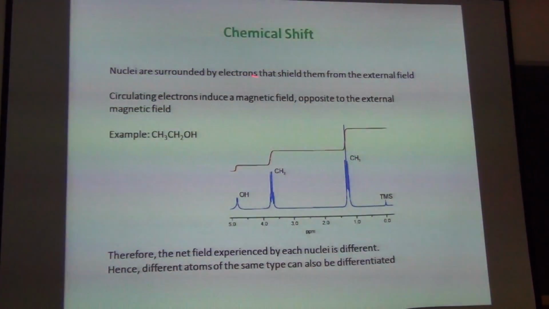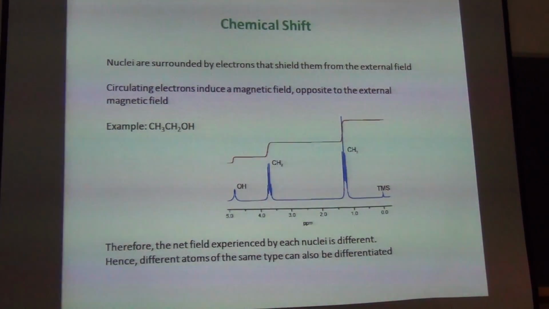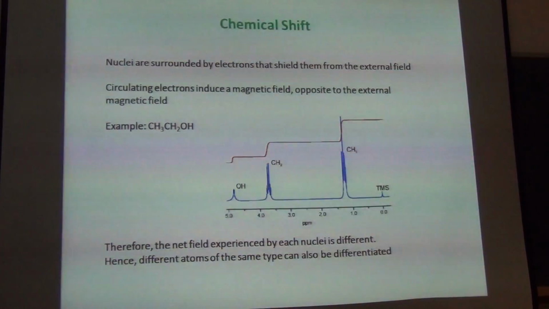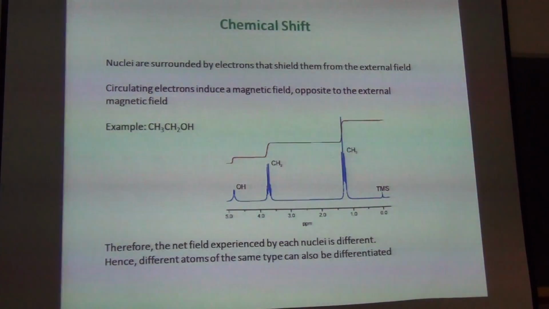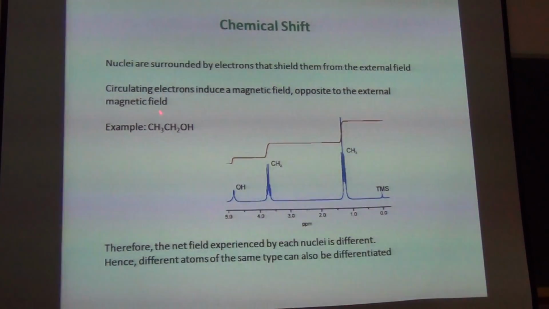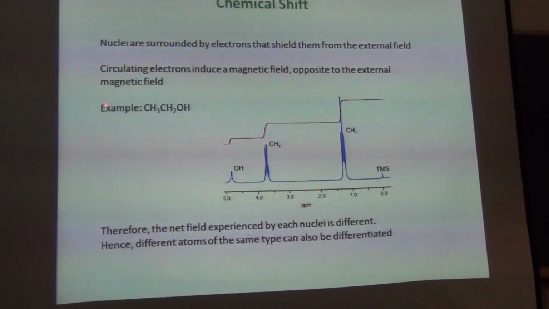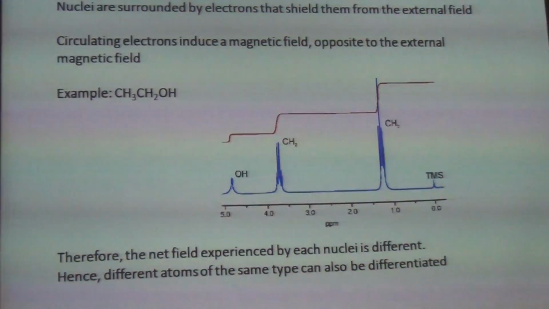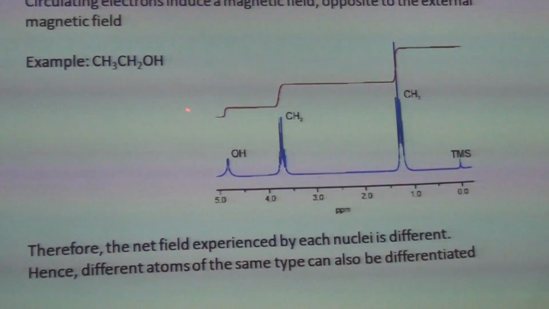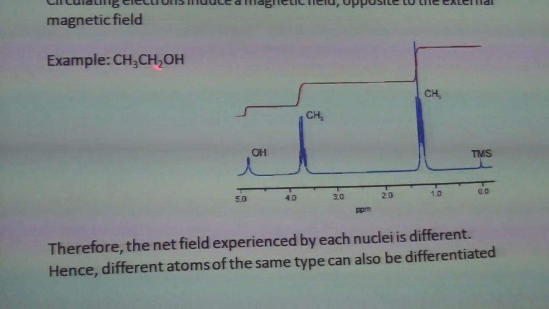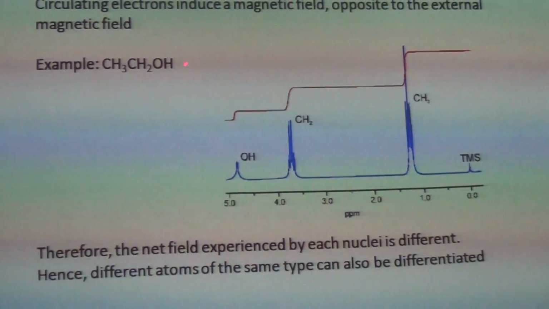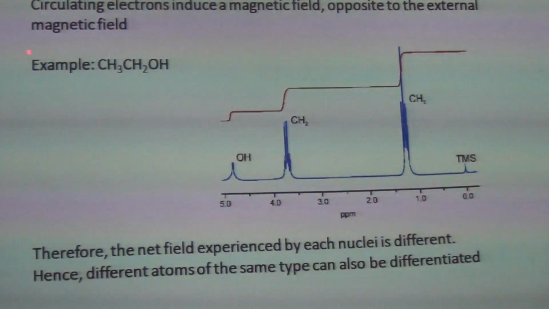We all know that the nuclei are surrounded by electrons, and these electrons shield the nuclei from the external field. But these electrons going around the nuclei also induce another magnetic field, in the direction opposite to that of the magnetic field with which the nuclei are precessing. Let's take an example, the most common example: ethanol, CH3CH2OH. We are recording the NMR for proton. So we have three types of hydrogens here: one belonging to the OH, one belonging to the CH2 group, and one belonging to the CH3 group.